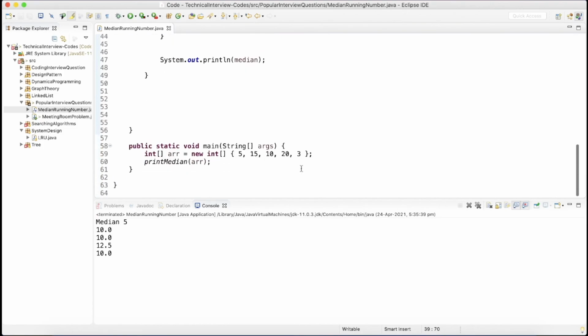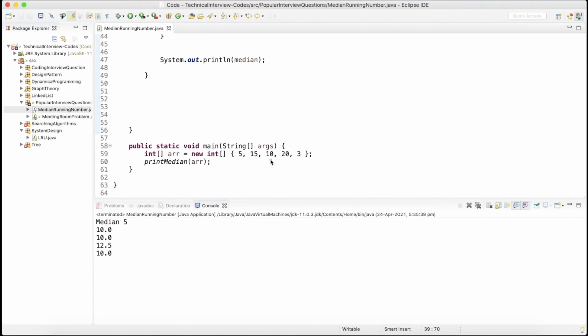Let's do a dry run over here and see whether the answer that we are receiving is correct or not. So let's consider the first number, that is 5. When we are receiving the 5, our median is also 5. So that is correct. Now we are receiving the two numbers, 5 and 15. And when we are receiving 5 and 15, the median will be the average of these two, which is 5 plus 15 divided by 2, which is 10, which is also correct.